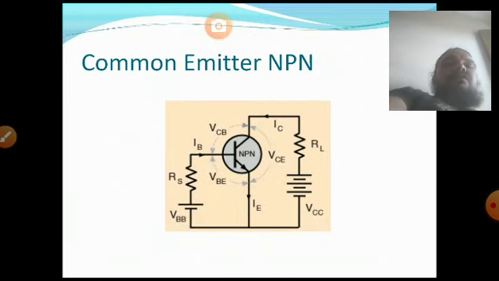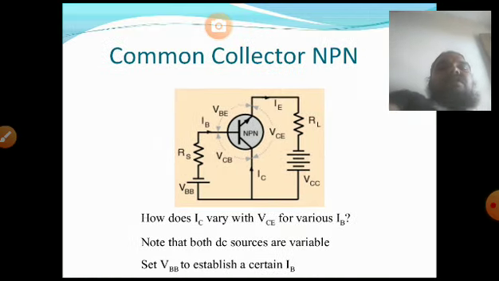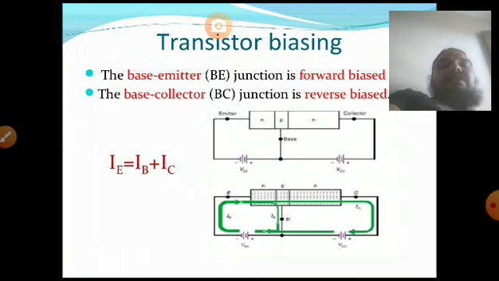Common emitter NPN. Here the emitter is commonly grounded, and IC and IB are flowing. This configuration is called the common emitter configuration. This one is the common collector configuration.